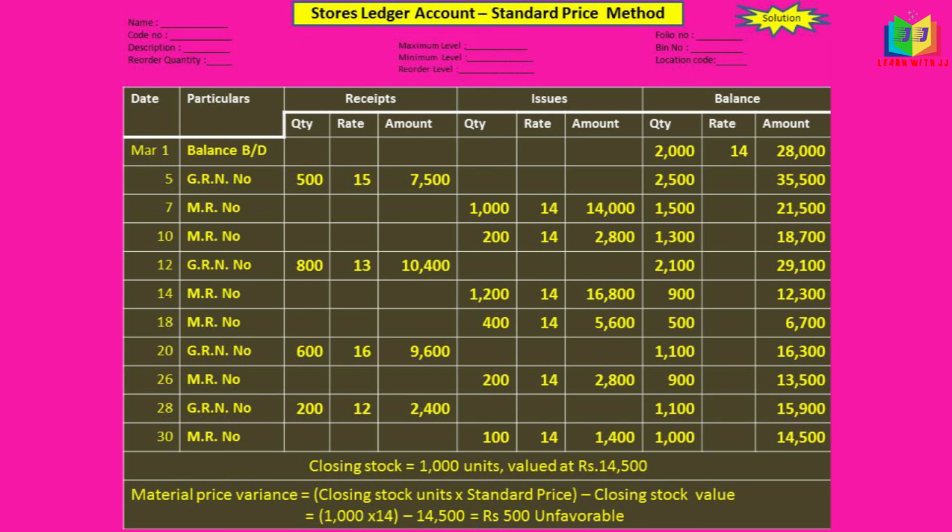We should not write minus 500. It is a loss. So instead of that, we can write unfavorable. So I have written here rupees 500 unfavorable. If it is a positive figure, we can write favorable. If it is a negative figure, we have to write unfavorable.